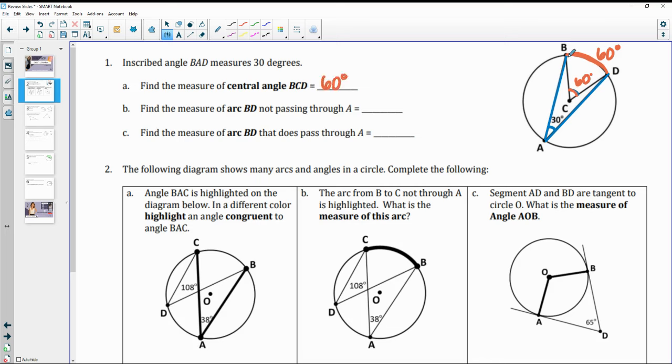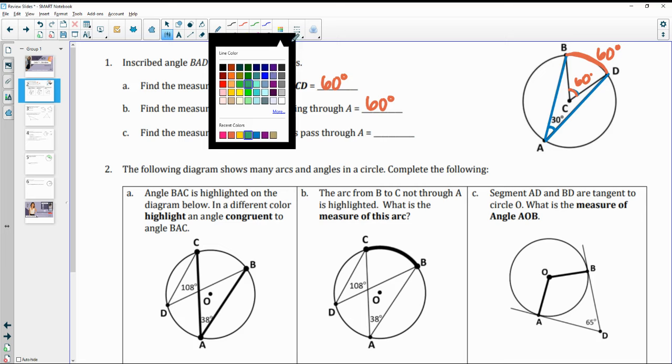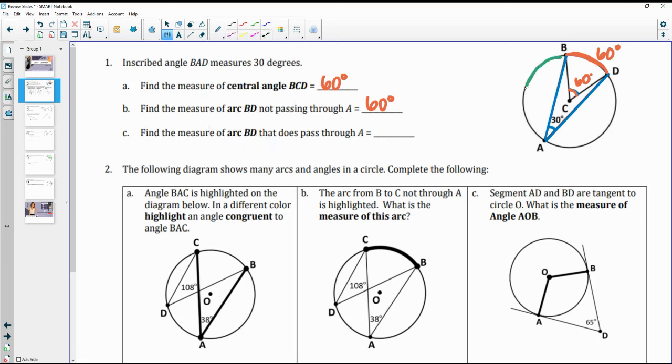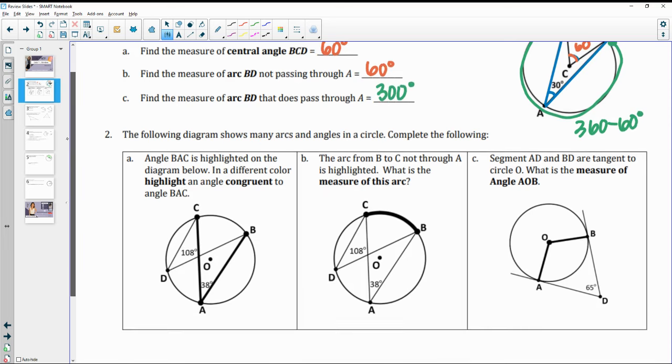So the central angle is 60 degrees. And then the measure of the arc from B to D not passing through A is that 60 degrees. And then the measure of the arc that does pass through A, so if we go the other way from B to D, so go around this way, we know a circle totals 360. So if we do 360 minus the 60 degrees of this smaller arc BD, we would get 300 degrees for the arc from B to D passing through A.